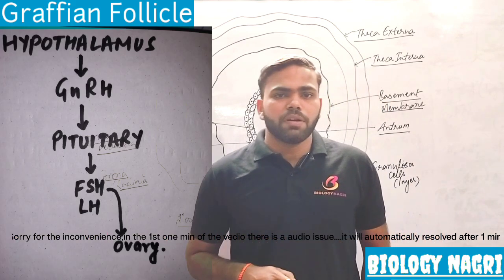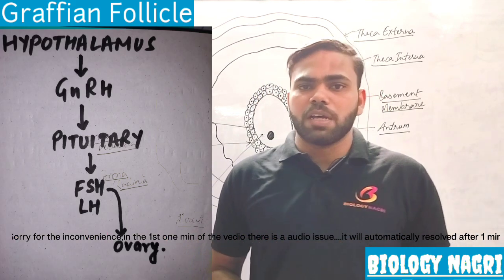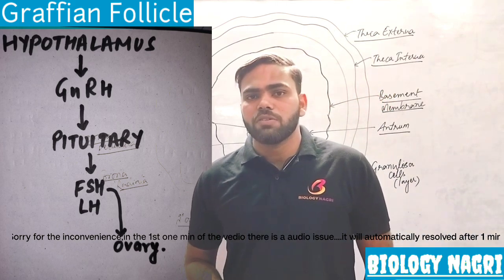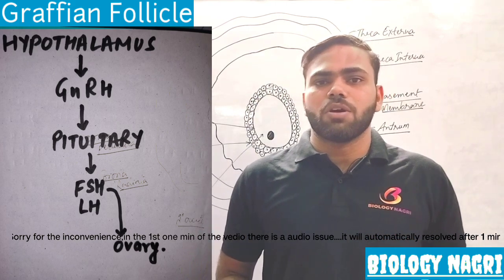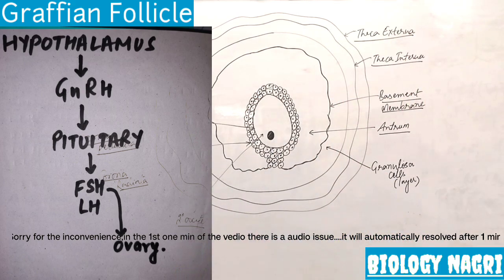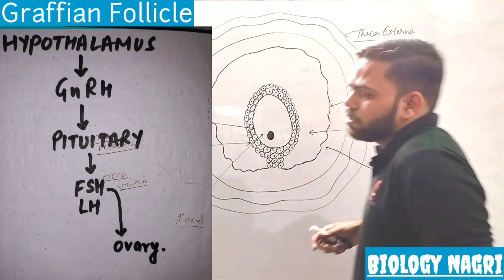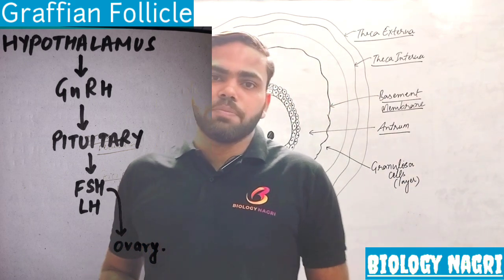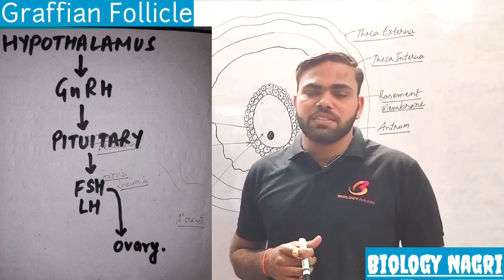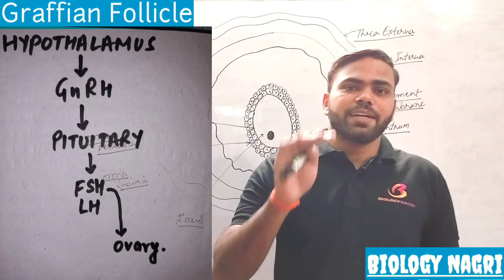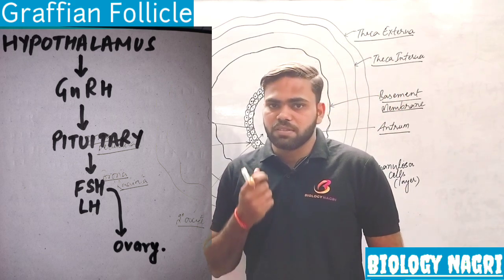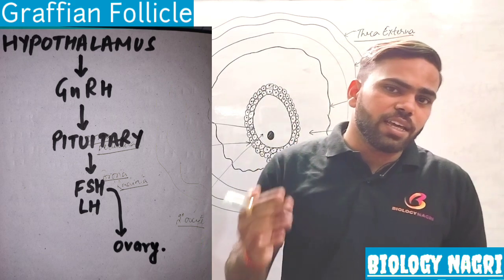The gonadotropin releasing hormone, a hypothalamic hormone, is released by the master endocrine gland, the hypothalamus. This gonadotropin releasing hormone acts on the pituitary gland, on the anterior portion of the pituitary, the adenohypophysis. When GnRH acts on the anterior pituitary, it starts releasing gonadotropins, which are FSH and LH.